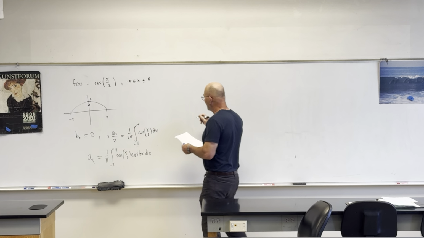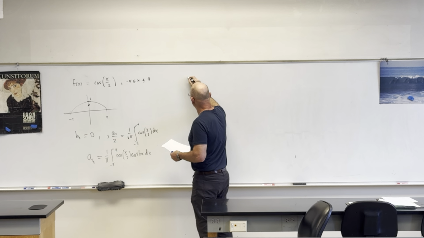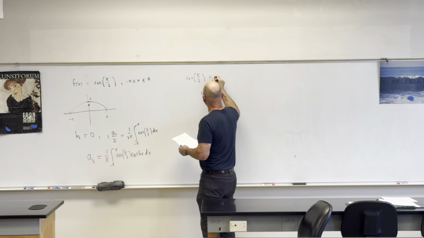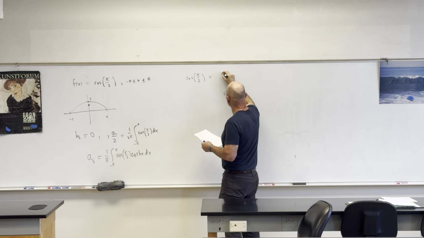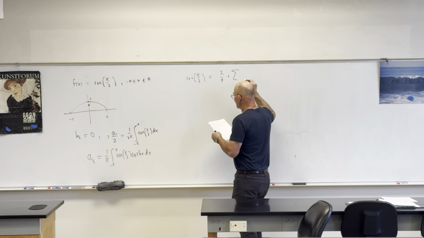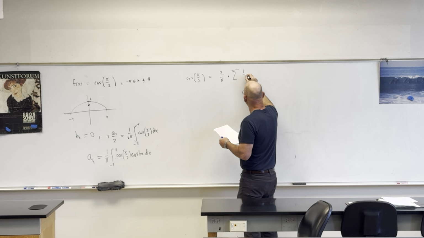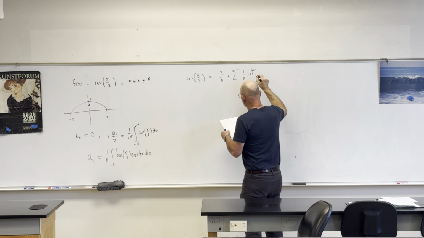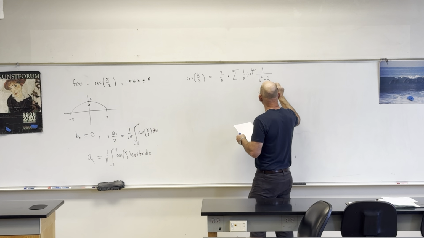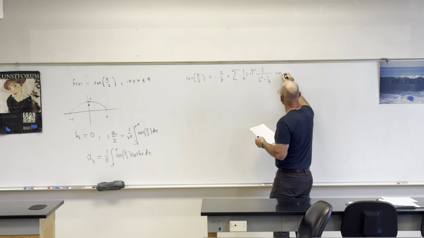So for this one, we get cosine x over 2 is equal to 2 over pi plus the sum of 1 over pi, minus 1 to the k plus 1, times 1 over k squared minus 1/4, cos kx.